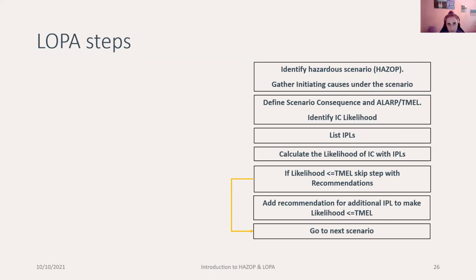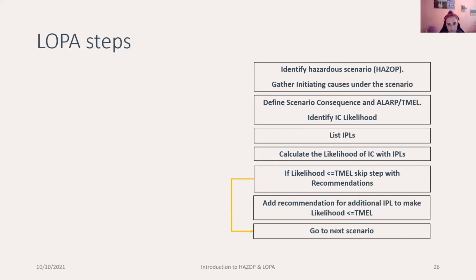Once again, let's go back, because I was speaking about one initiating cause. If you have a few initiating causes under one scenario, you multiply the likelihood of the initiating cause by the PFD of the IPLs, for one initiating cause. Same for the second, the third, the fourth. Then you sum these results, and this gives us the likelihood of the hazardous scenario. And this likelihood shall be compared with TMEL.